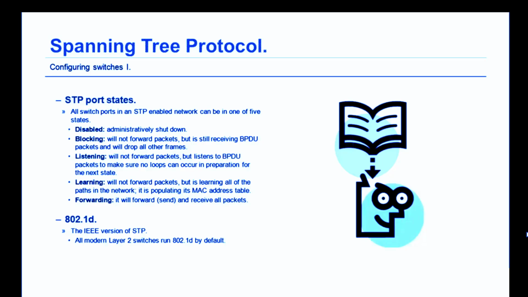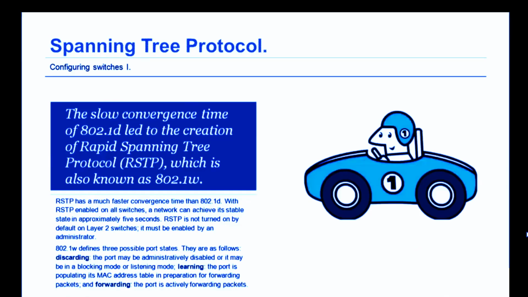All modern Layer 2 switches run the 802.1d standard by default. The slow convergence time of the 802.1d standard led to the creation of Rapid Spanning Tree Protocol, or RSTP, which is also known as the IEEE 802.1w standard. RSTP has a much faster convergence time than 802.1d.